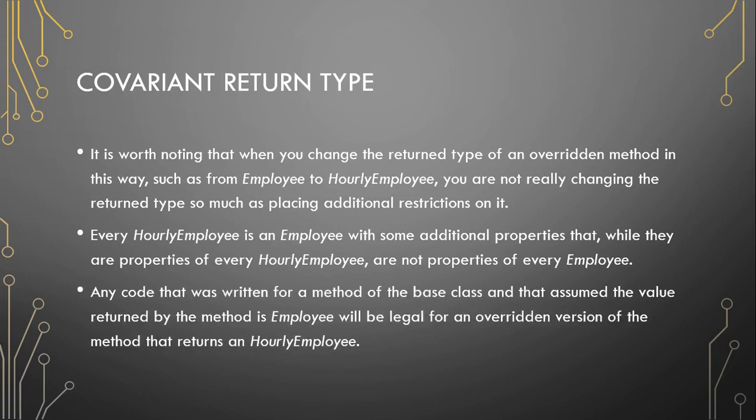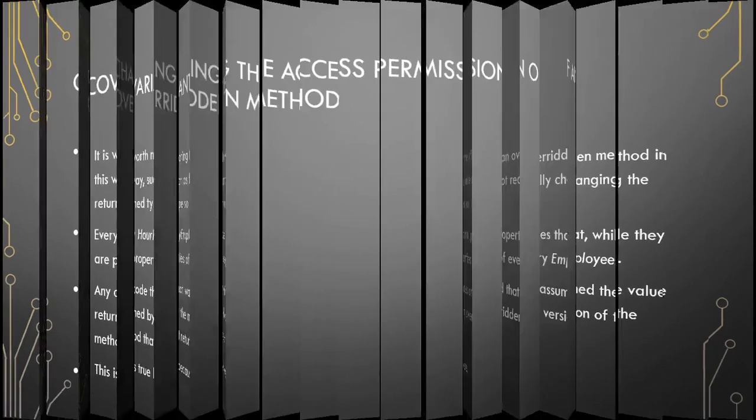Any code that was written for a method of the base class and that assumed the value returned by the method is Employee will be legal for an overridden version of the method that returns an HourlyEmployee. This is true because every HourlyEmployee is an Employee. Remember, not every Employee is hourly, but every HourlyEmployee is still an Employee. Just like every SalariedEmployee is an Employee, but not every Employee is on salary.